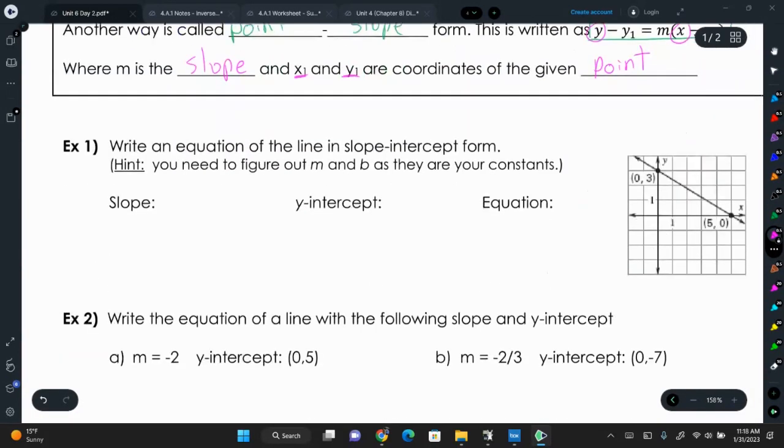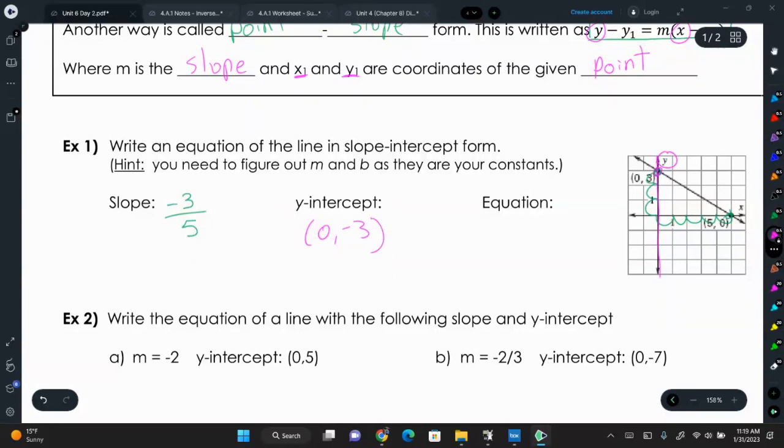So example 1, write an equation of a line in slope-intercept form. The slope, we can count from this point to this point. We go down 1, 2, 3, and right 1, 2, 3, 4, 5. So our slope is down 3, so negative 3 over 5. Our y-intercept is where we cross the y-axis. Here's the y-axis right here, and we touch it at 0, 3. So our y-intercept is 0, 3.